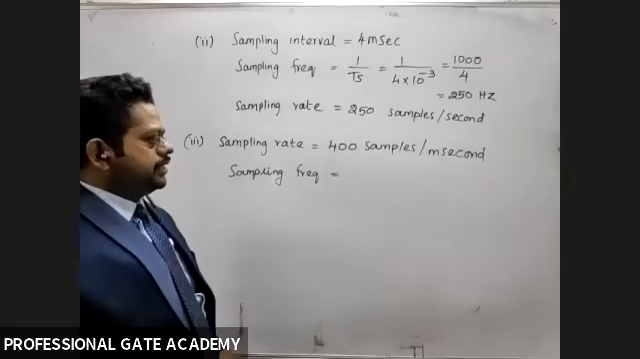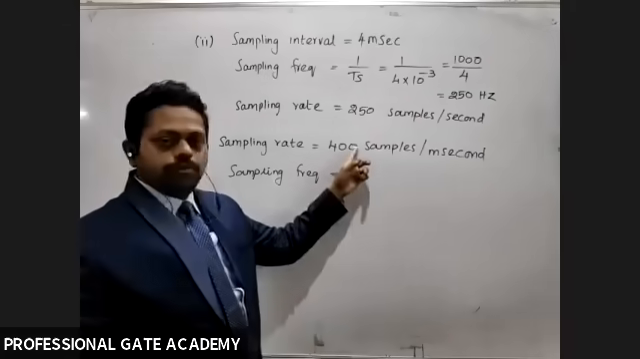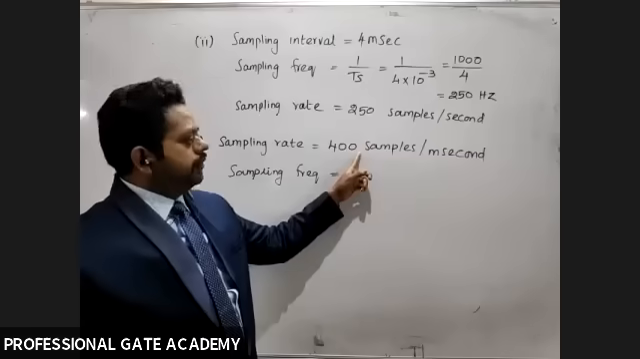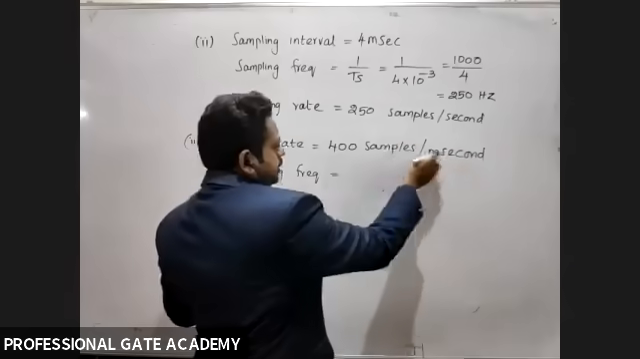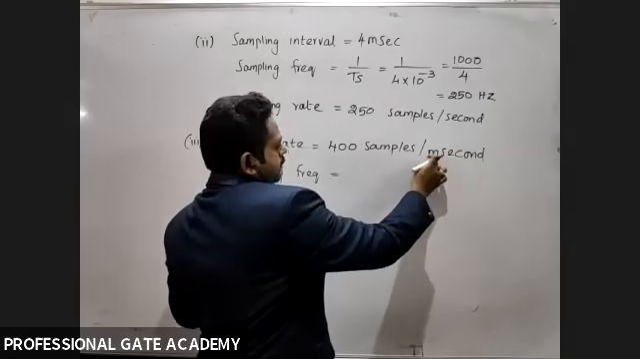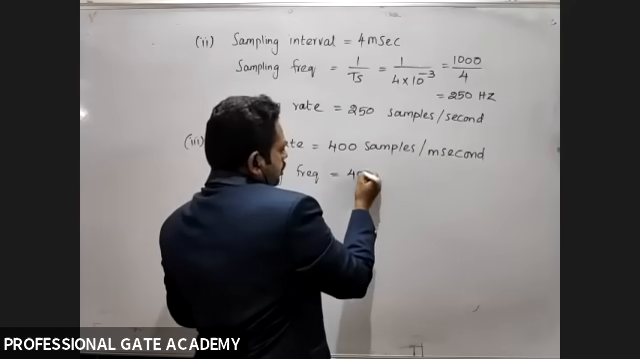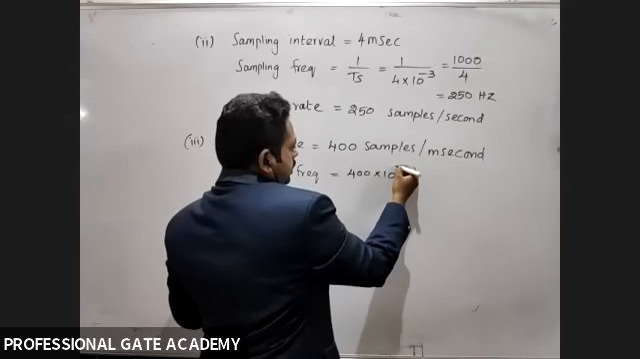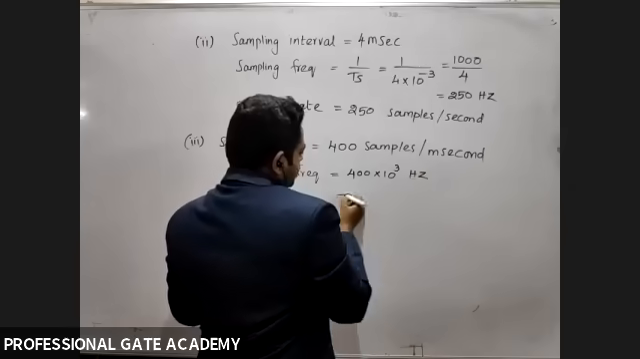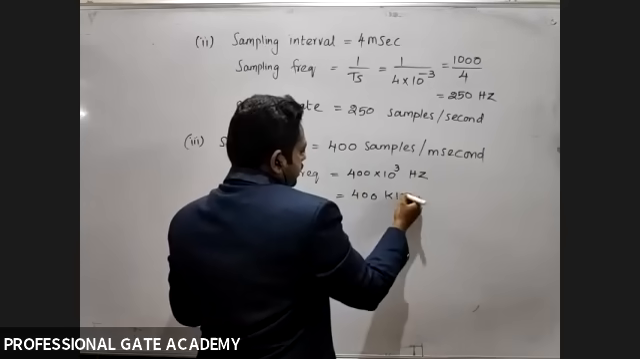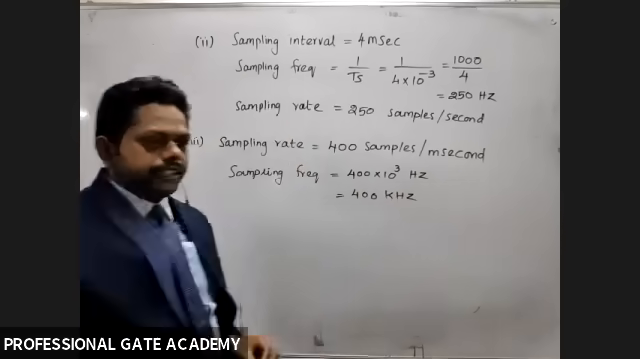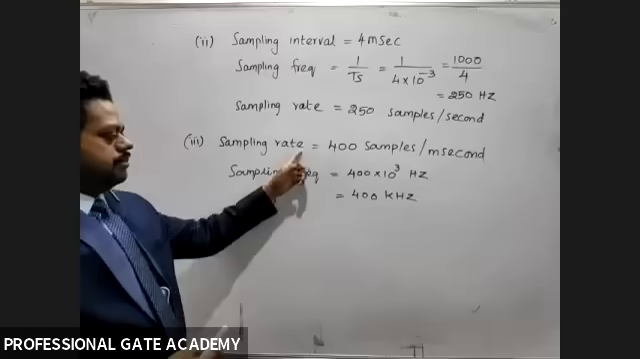Students, tell me the answer. 400 kilohertz. Very good. Samples per second we can write as hertz, but here milli is in the denominator, so it becomes 400 into 10 power 3 hertz. So the answer is 400 kilohertz. This is very simple, but you should understand.